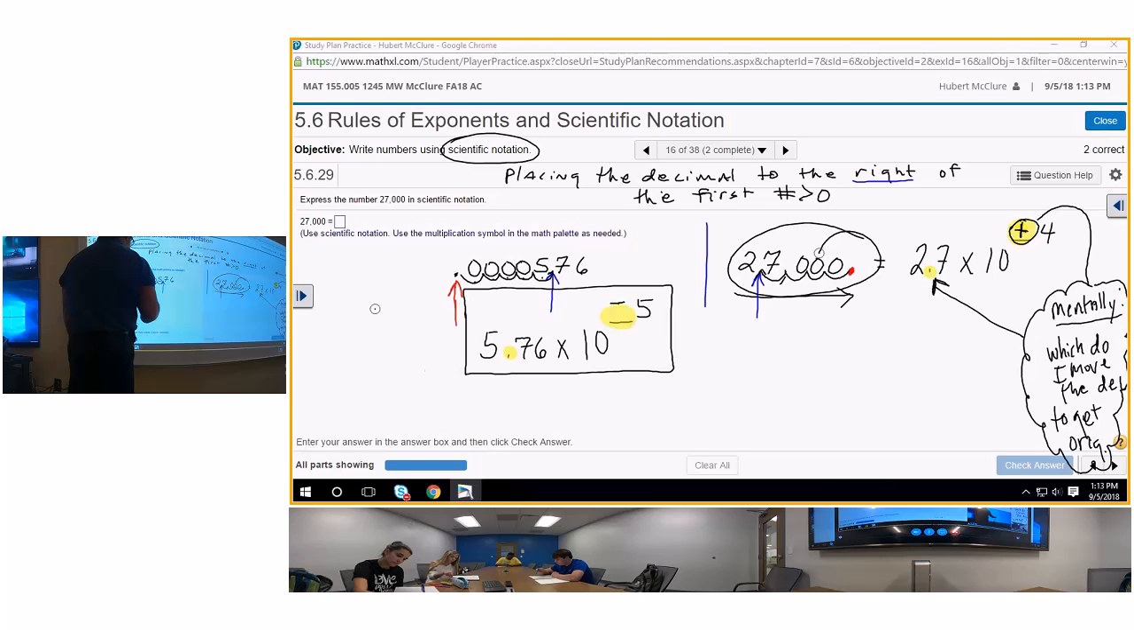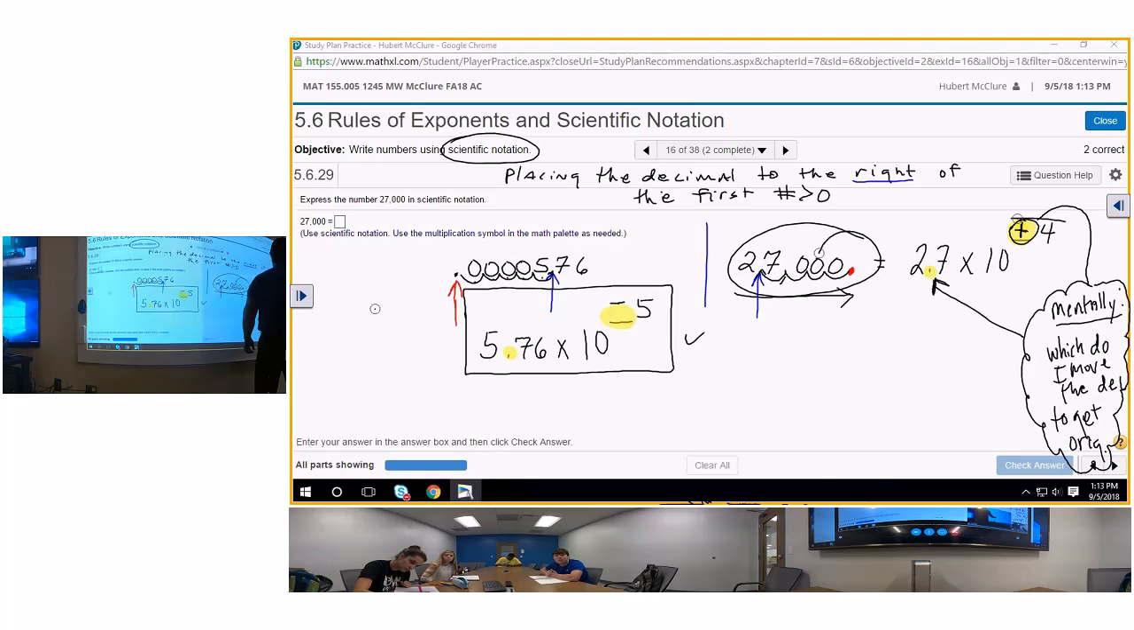Now, again, 95% of the students will get this one right. Well, Hubert, why are you making a big deal out of it? Well, you'll see in just a minute where students get it wrong. So that's what scientific notation is: placing a decimal to the right of the first number greater than 0.